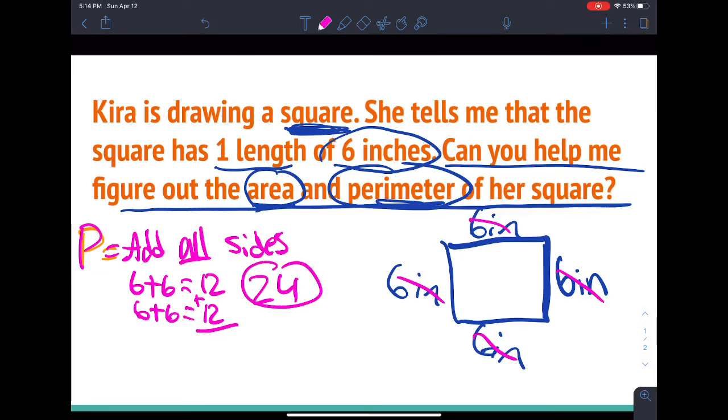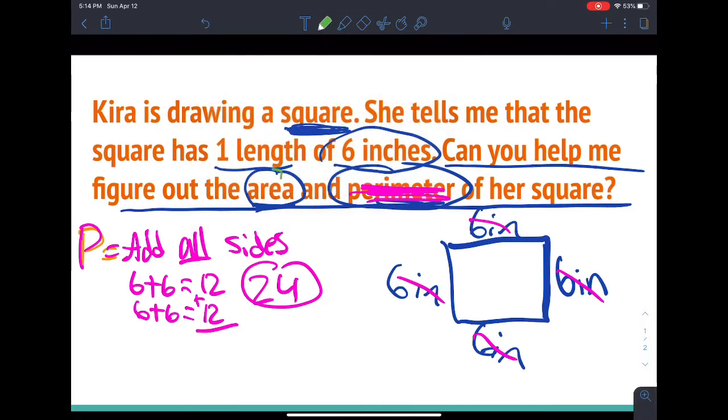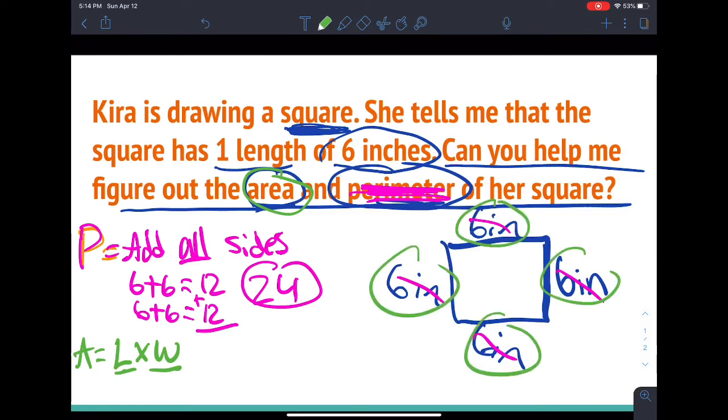Good. Did we answer the question? No, we only answered part of it. We solved for the perimeter. Now we have to solve for area. So let's find area. Now, do you remember how to solve for area? The formula for area is just length times width. Remember, it's just one length and one width. So even though we have 4 numbers here, we only need 2 of them.